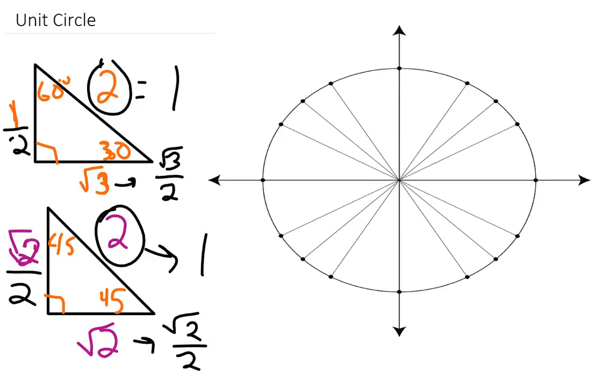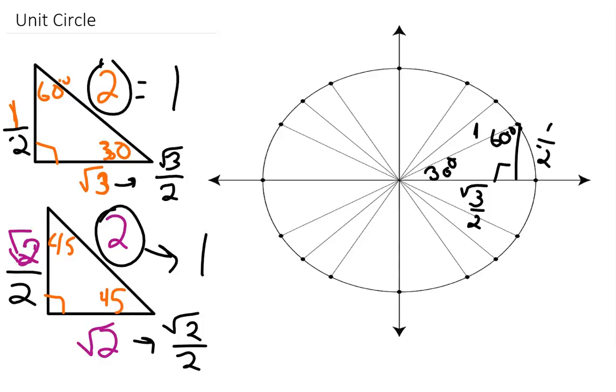So if I look at the created unit circle, if we just look at the first quadrant here, I've got a 30-degree angle, which gives me a 60-degree and a 90-degree. Across from my 30 degree is always going to be my 1 over 2. And then adjacent to my 30 degree is going to be my root 3 over 2. And my hypotenuse is a 1.